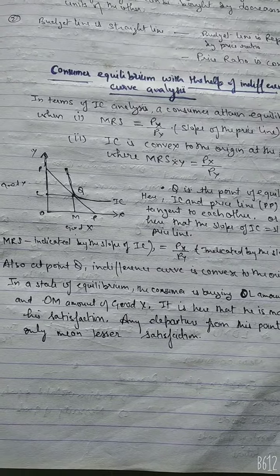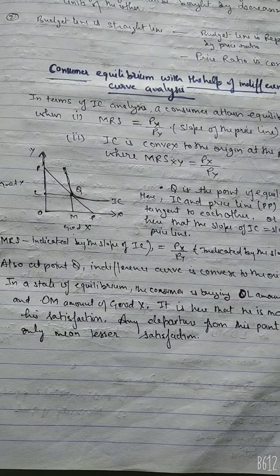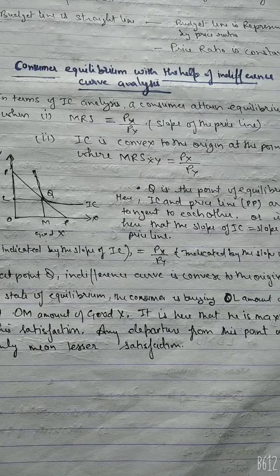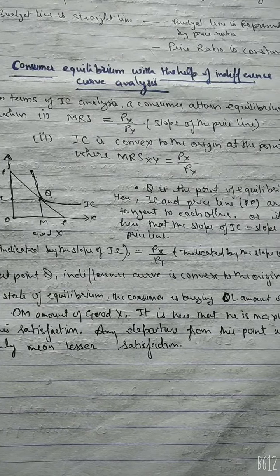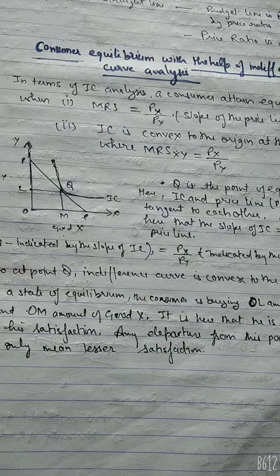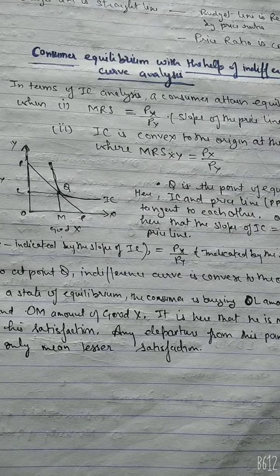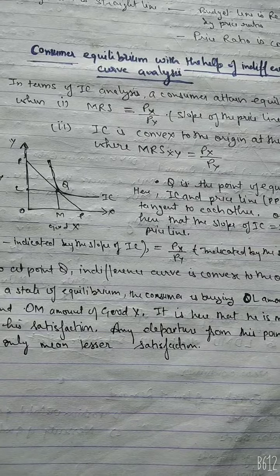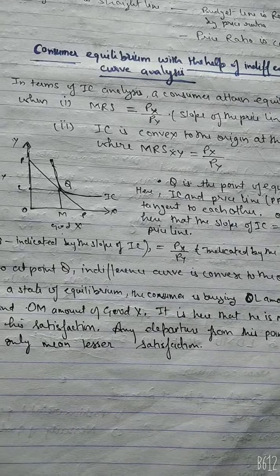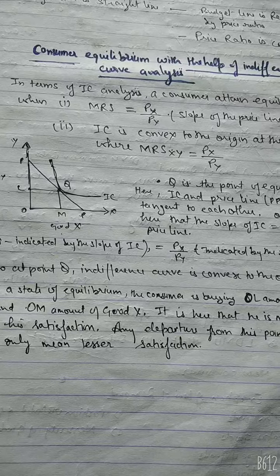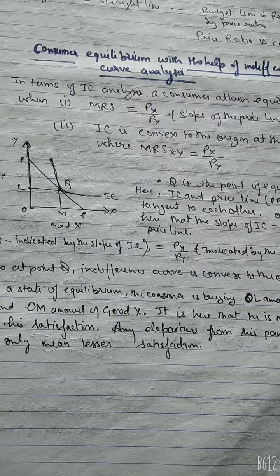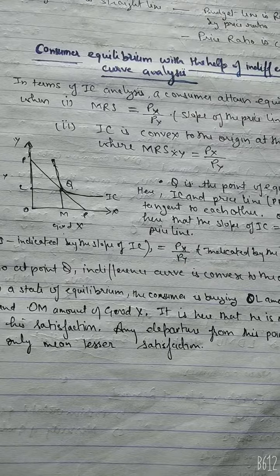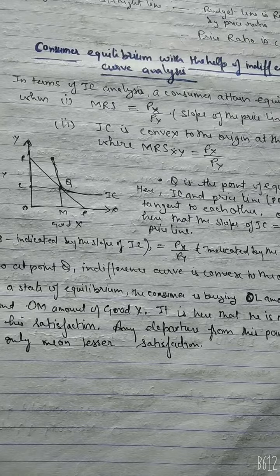Here Q is that point in the figure. Q is the equilibrium point where both the conditions are fulfilled simultaneously. The equilibrium choice is only point Q, which is the point of tangency of the budget line with the indifference curve. At this point, the slope of the indifference curve is equal to the slope of the budget line, or MRS XY is equal to Px upon Py. At point Q, the consumer achieves a state of equilibrium.